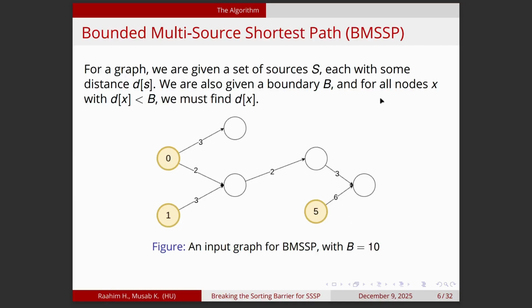And what that means is that for all nodes which have an actual distance from these sources which is less than b, then we need to find dx. Now here, since the boundary is 10, and actually all nodes have distance less than 10, everything falls within the boundary, and we have to find shortest distances for everything. And you can think of it this way: if I replace the set of sources with just a single source S, and I set my boundary b to infinity, then this is just the single source shortest path problem. So this is actually a more general version of the single source shortest path problem.